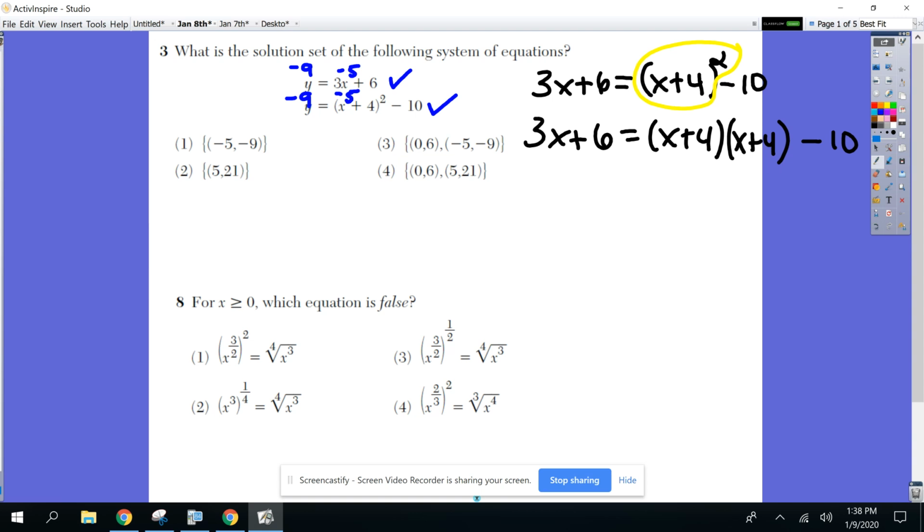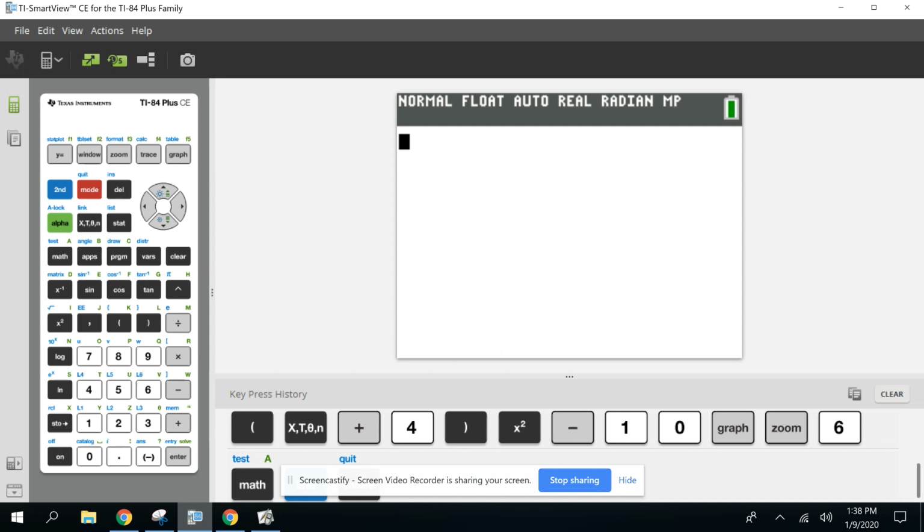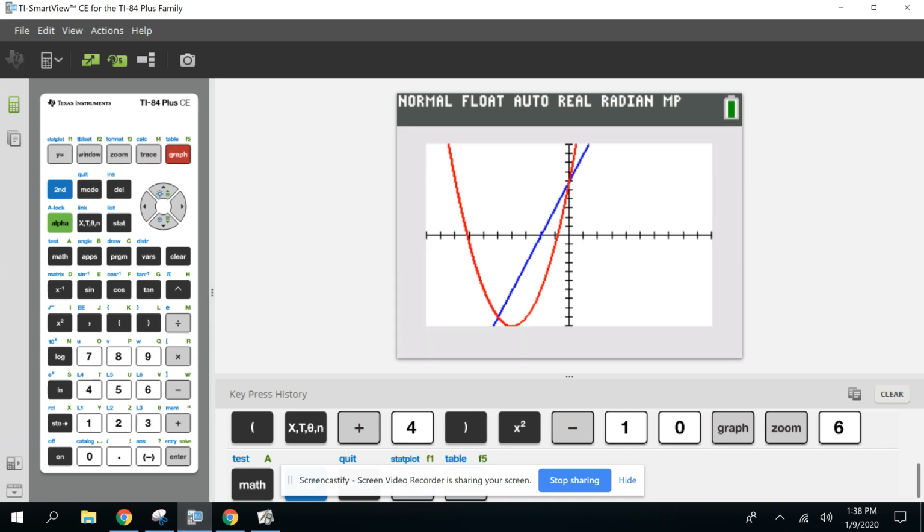Graph it. There you go. We did this already, 5th period. Graph it. How can you tell me where they intersect? I need to know those points. This is knowing your calculator now. Where do you go on the calc?